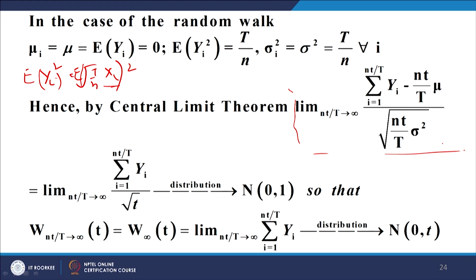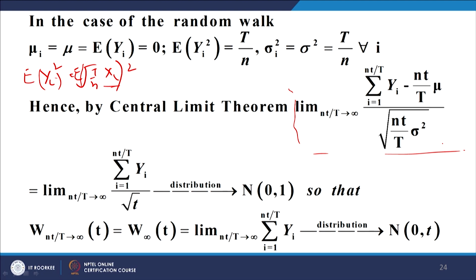And obviously, if you work out these parameters over the entire evolution of the system, then this becomes N of 0, capital T. So, just a quick recap, we introduced the variables yi, where yi is equal to under root t upon n xi. Therefore, because the mean of xi is 0 and the mean of xi square is 1, we simply get that the mean of yi is equal to 0, the mean of yi square is equal to t by n, and therefore the variance of yi is equal to t by n.